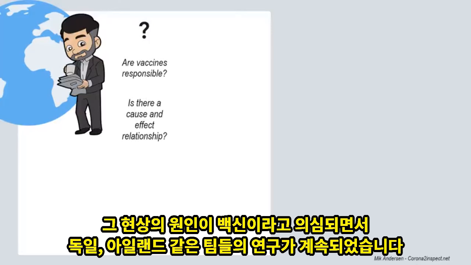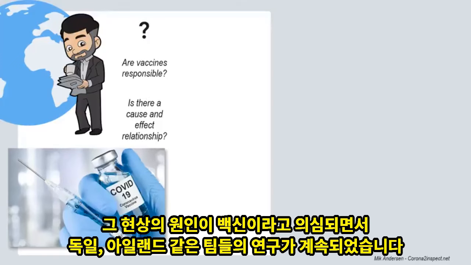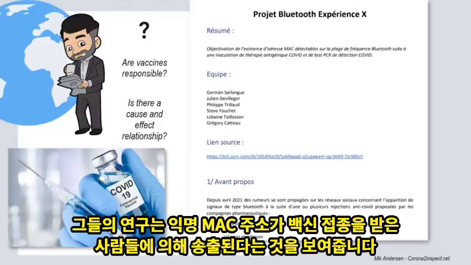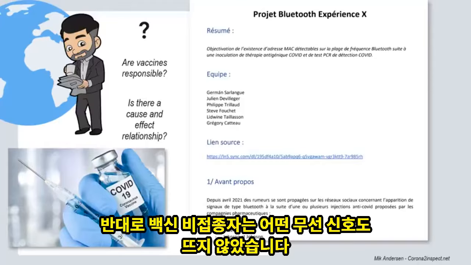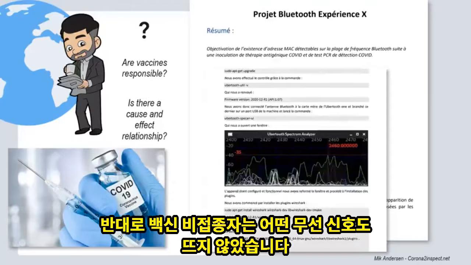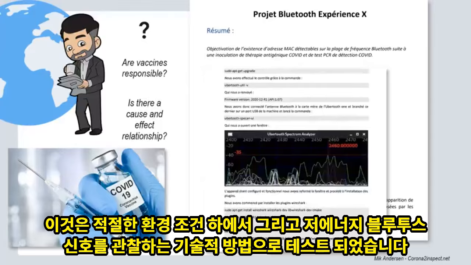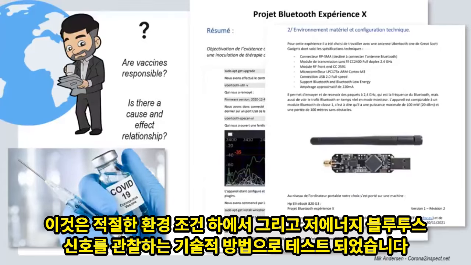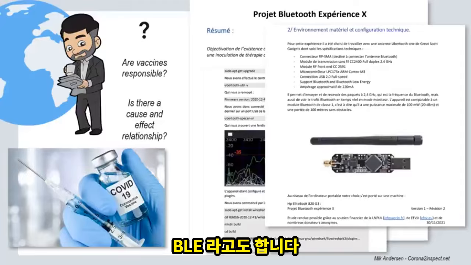Suspecting that the cause of the phenomenon was the vaccines, studies such as that of German Sarlange and his team were developed. Their work shows that anonymous MAC addresses are emitted by vaccinated people, as opposed to non-vaccinated people who had no wireless emission at all. This was tested under appropriate environmental conditions and with technical means of observing low-energy Bluetooth signals, also known as BLE.